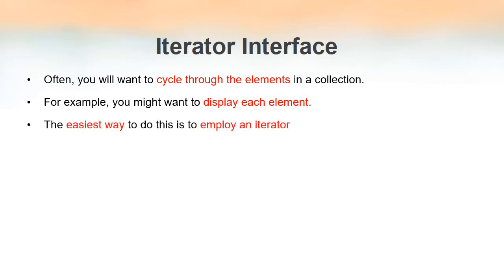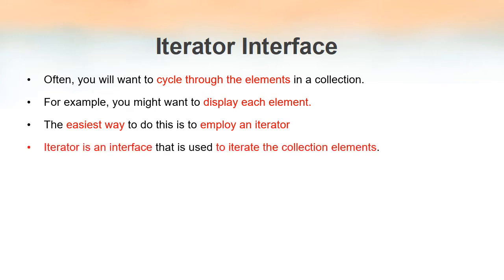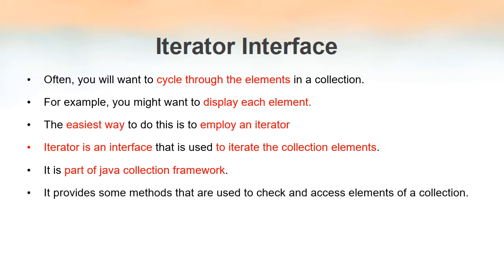As the name indicates, an iterator is used to iterate, to go through, to repeat. In Java, Iterator is actually an interface, and the main purpose of this interface is that it provides some methods by which we can iterate the collection elements. This Iterator interface is also part of the collection framework, and it provides methods that can be used to check as well as access elements one by one in a collection.